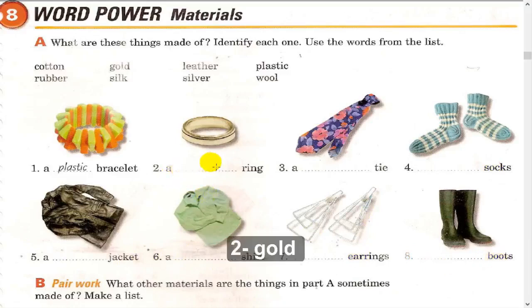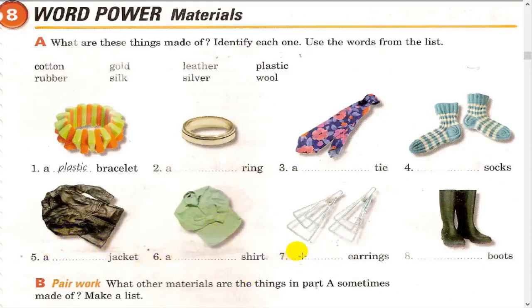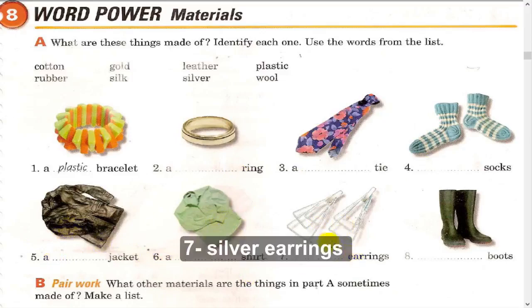A gold ring. A silk tie. 4. Wool socks. 5. A leather jacket. 6. A cotton shirt. 7. Silver earrings. 8. Rubber boots.